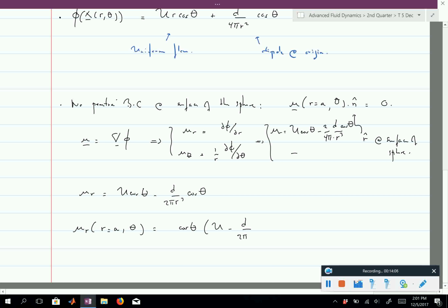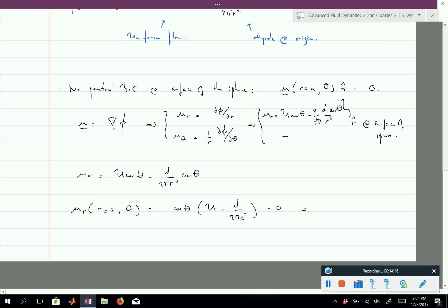So when I am at the surface of the sphere, this becomes minus d divided by 2 pi a cubed, and this needs to be equal to 0. Therefore, you can identify the value of your dipole. And so d is going to be equal to 2 pi a cubed times u. And so this is the flow around your sphere.